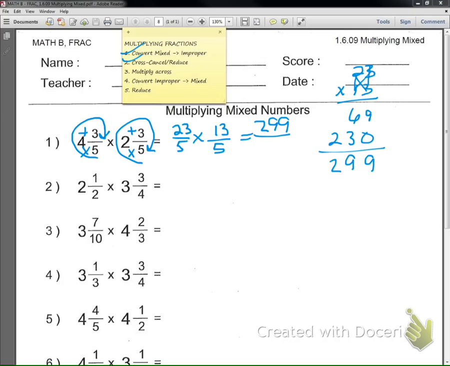All over, this one's a lot easier. 5 times 5 is 25. In the next step, we need to convert any improper fractions to a mixed number. So we have 299 over 25. That is a great big improper fraction. So I'm going to erase to make some room here.